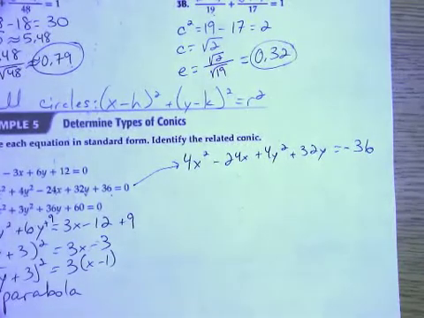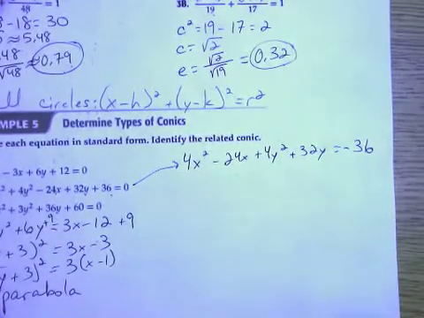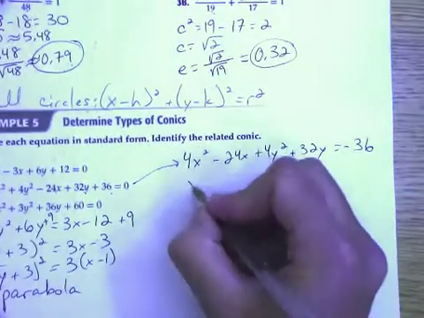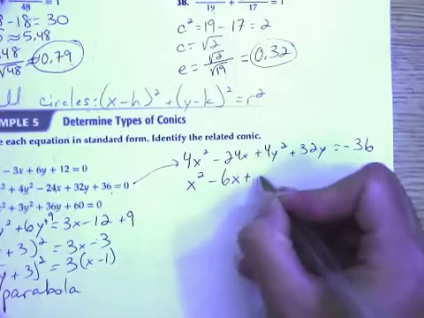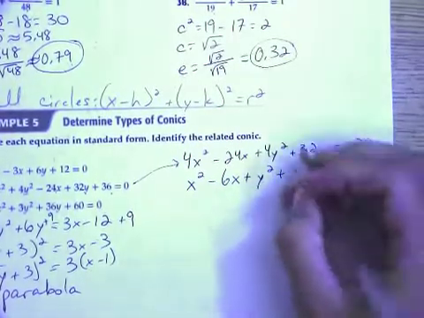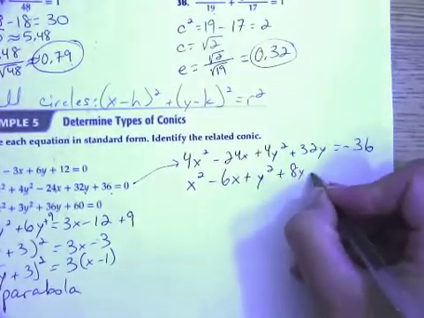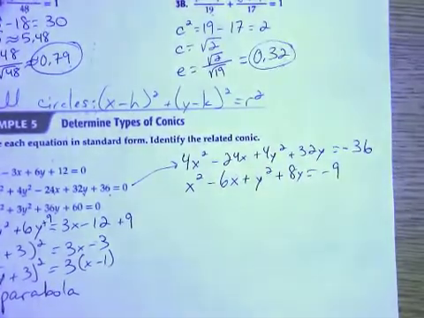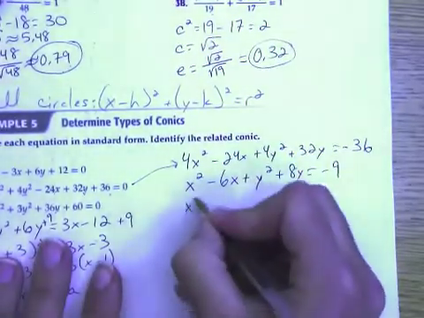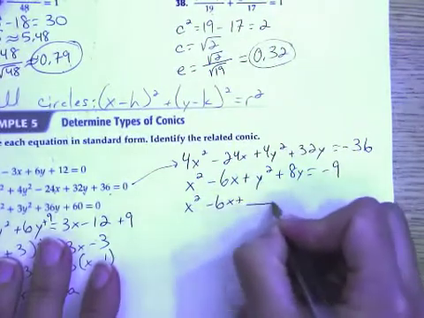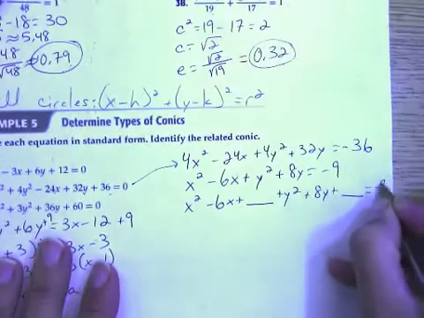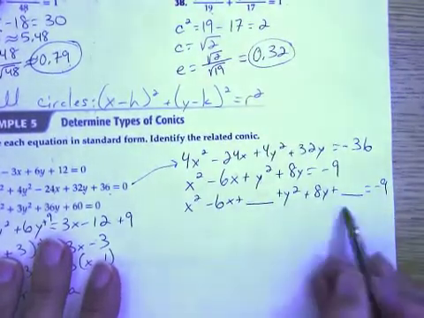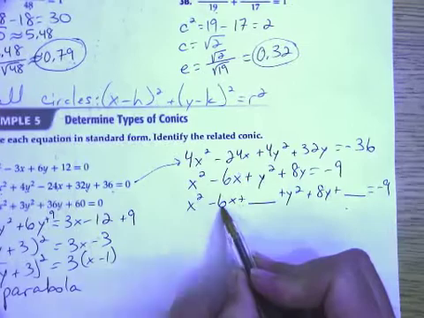We've already talked about how that makes things easier for us later, so we want to make sure to make things as easy for us as possible. So we're going to divide the whole equation by 4. That gives us x squared minus 6x plus y squared plus 8y equals negative 9. And I need to complete the square. So I have x squared minus 6x plus a blank plus y squared plus 8y plus a blank equal to negative 9. Then I'm going to add stuff to both sides when I figure out what these blanks are.